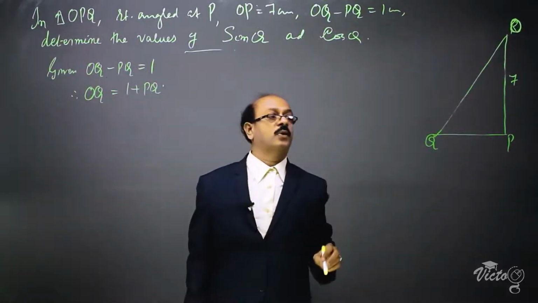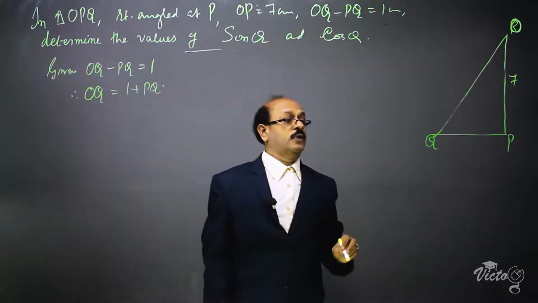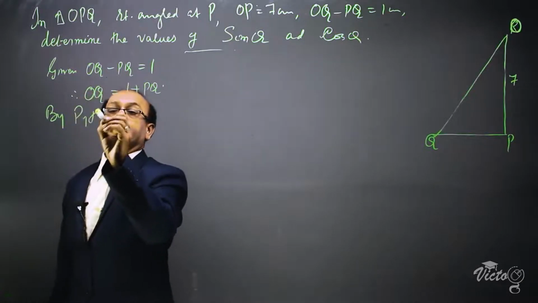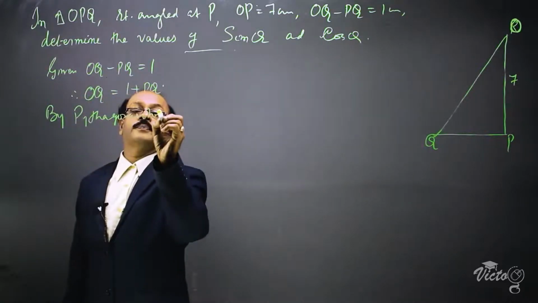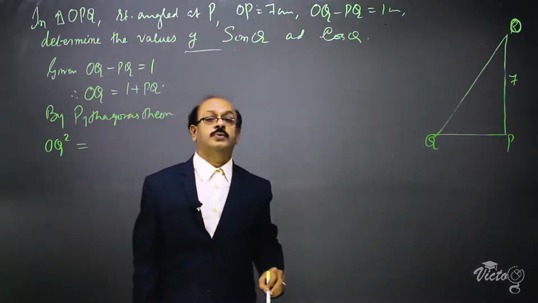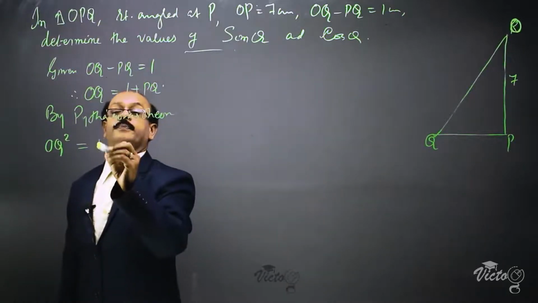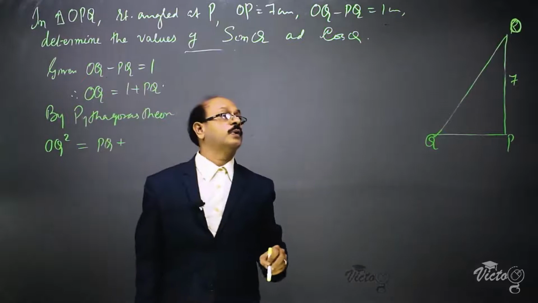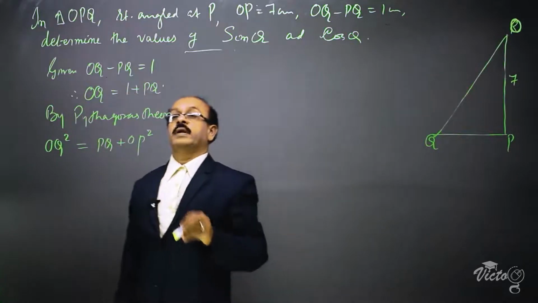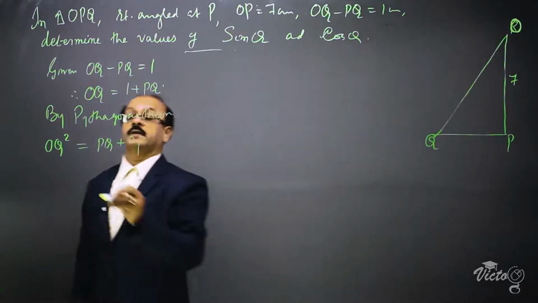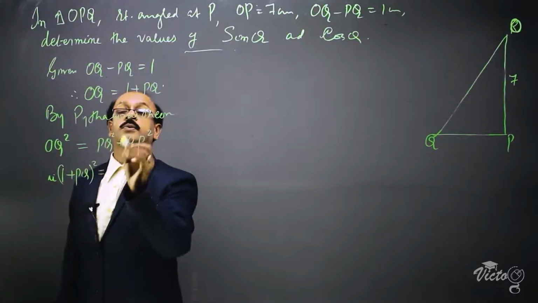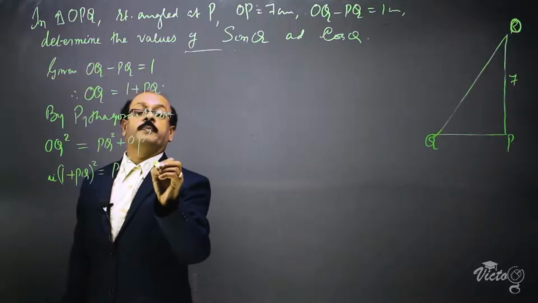Now we are using Pythagoras theorem. That is, hypotenuse square is equal to base square plus altitude square by Pythagoras theorem. OQ square, hypotenuse square, is equal to base square PQ square plus altitude square OP square. Now, instead of OQ, we can give the value 1 plus PQ. That is 1 plus PQ the whole square is equal to PQ square plus OP square.